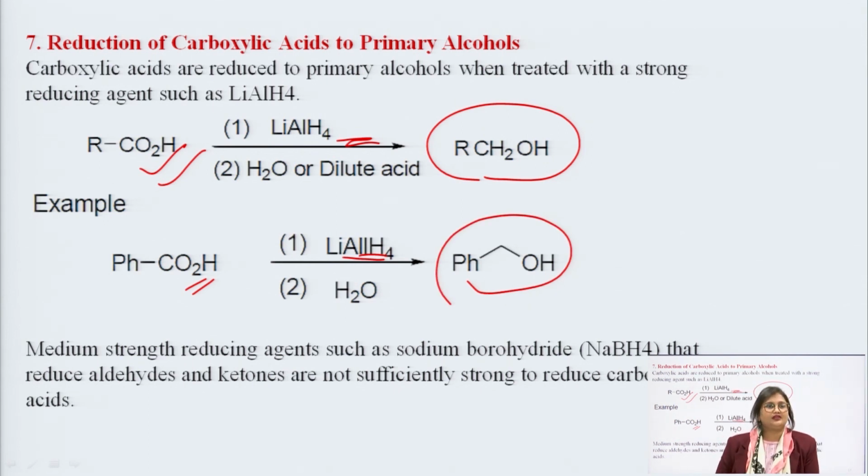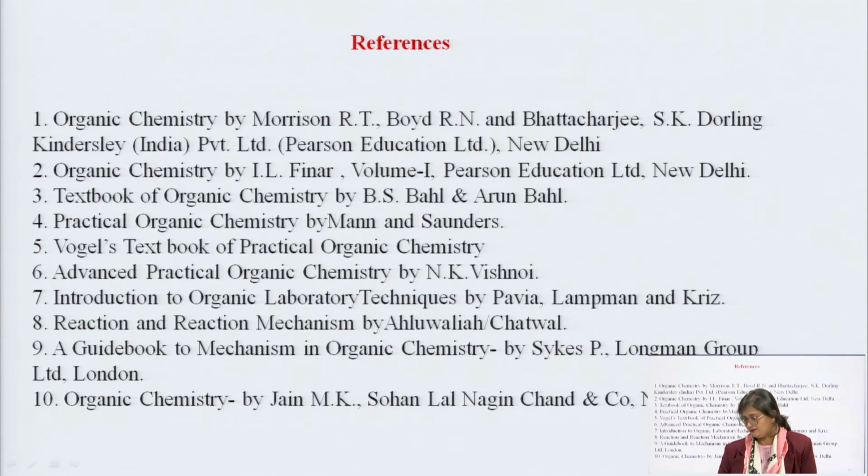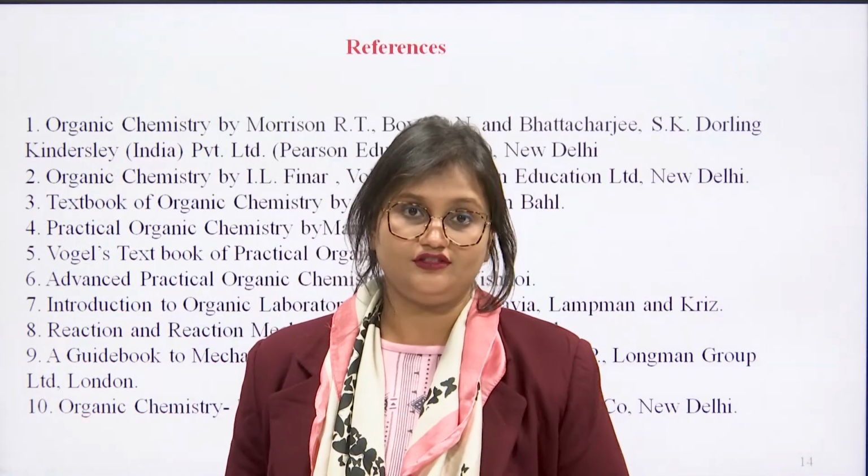Medium strength reducing agents such as sodium borohydride that reduce aldehydes and ketones are not sufficiently strong to reduce carboxylic acids. Hence, strong reducing agents are required for this. So, with this we complete our reactions of carboxylic acid. Following are the references.